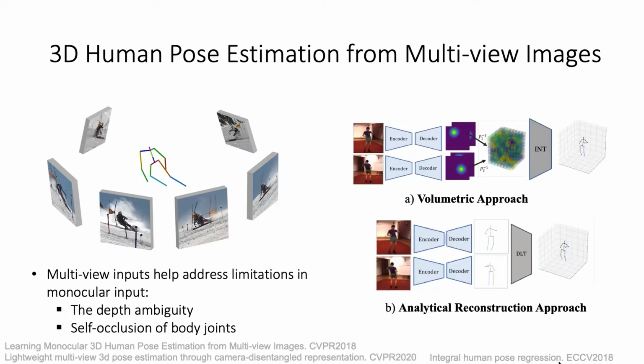Previous works mainly adopt two common approaches. The first is the volumetric approach. It first estimates the joint heat maps for each camera view, and then projects those heat maps into a common 3D space. The 3D confidence cube is then integrated to get the 3D pose. The reconstruction approach first detects the 2D pose for each camera view, and then uses the 2D poses to reconstruct the 3D pose, usually through some method like triangulation.